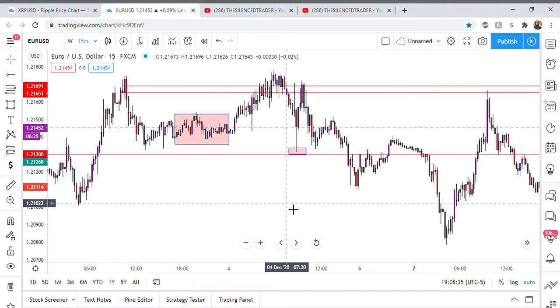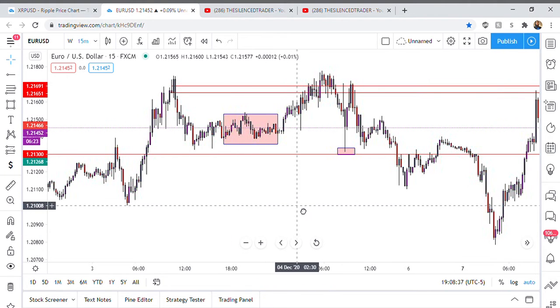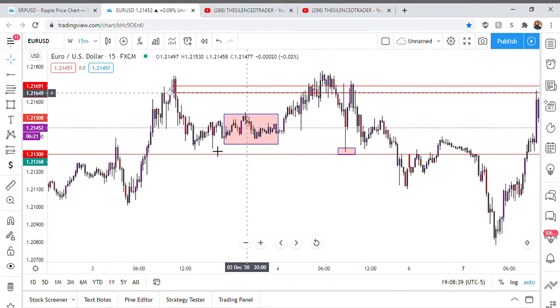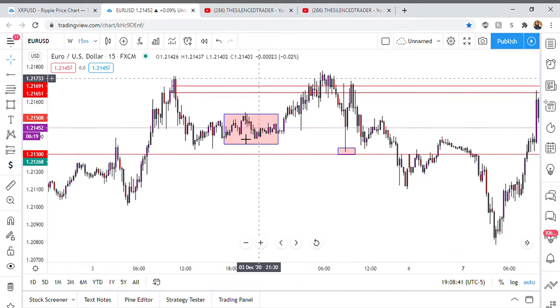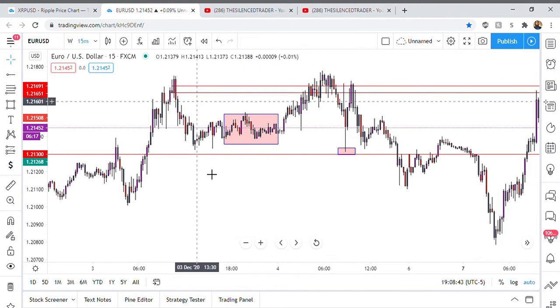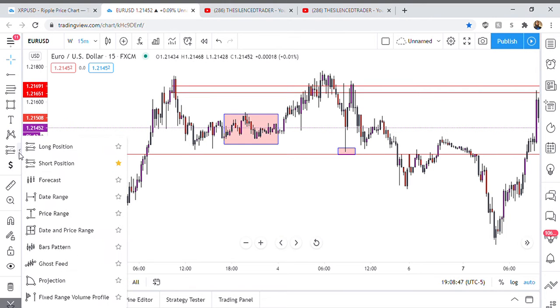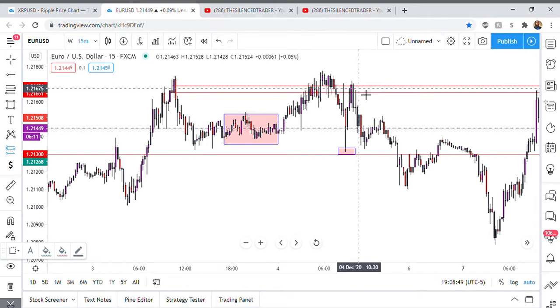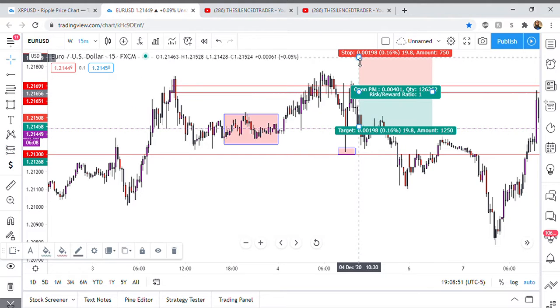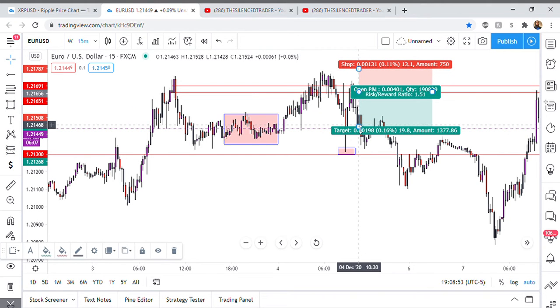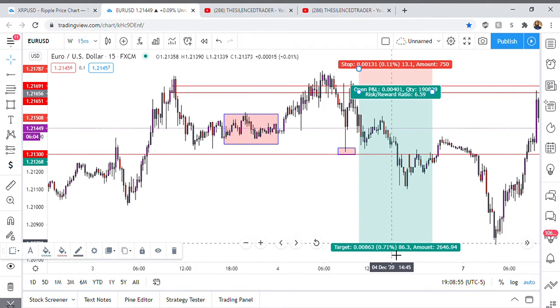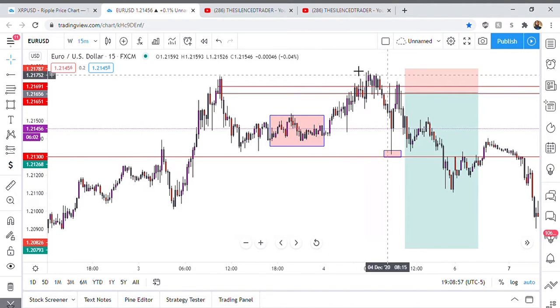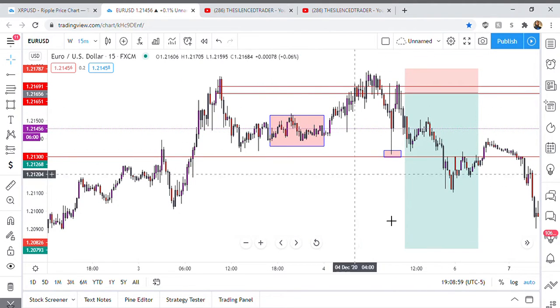Guys, it cannot get better than this. This is clean. This is very clean. These are the type of setups that you want to look for. If you can find these setups, it's game over. It is complete game over, guys. Look at this risk to reward. It's insane. Cannot get any better than that.